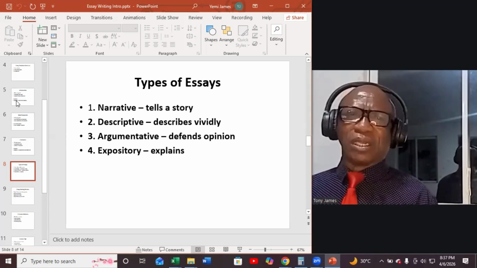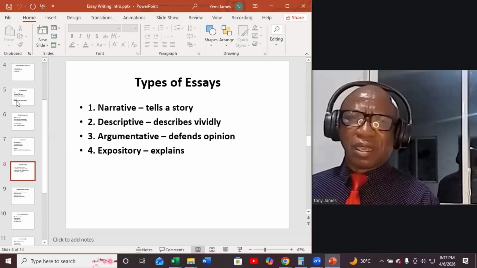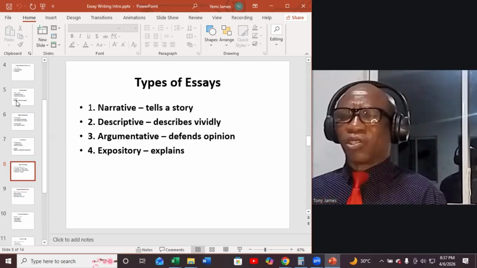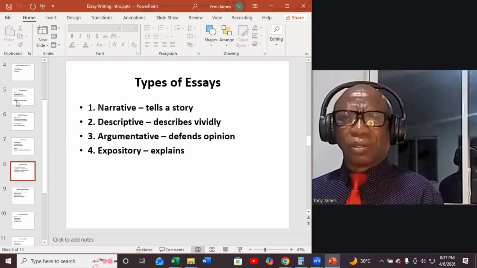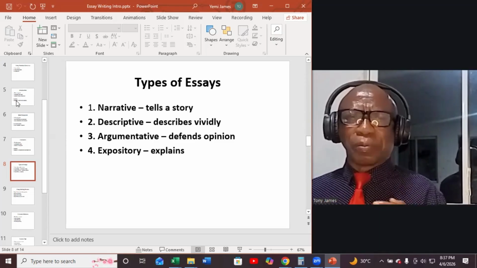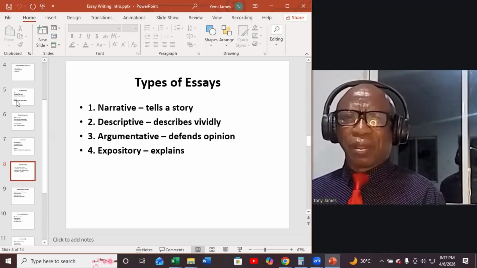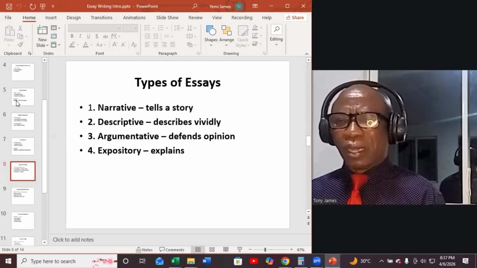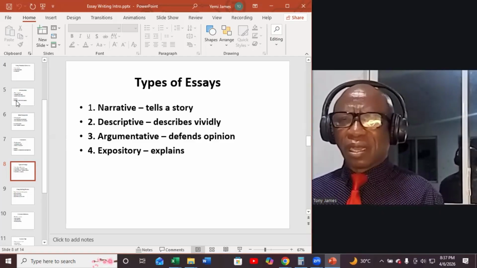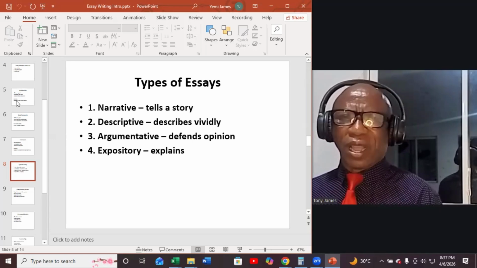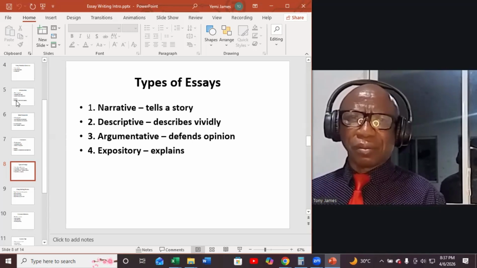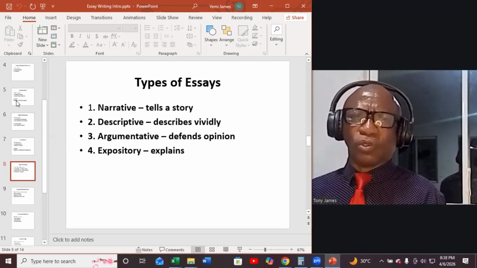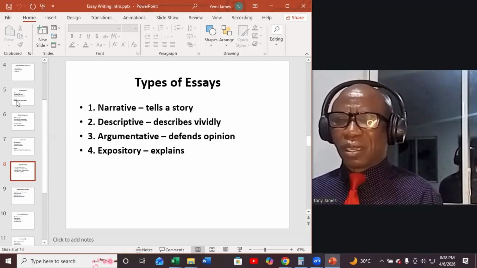Then let's look at the descriptive essay. This descriptive essay is an essay that describes a thing, a vivid description. In a descriptive essay, you could be asked to describe something. You could be asked to describe an activity. You could be asked to describe an individual. So, a descriptive essay is an essay that describes an event or describes a thing. And when you are describing, your language will be present tense. You'll be talking in present tense, you'll be writing in present tense.